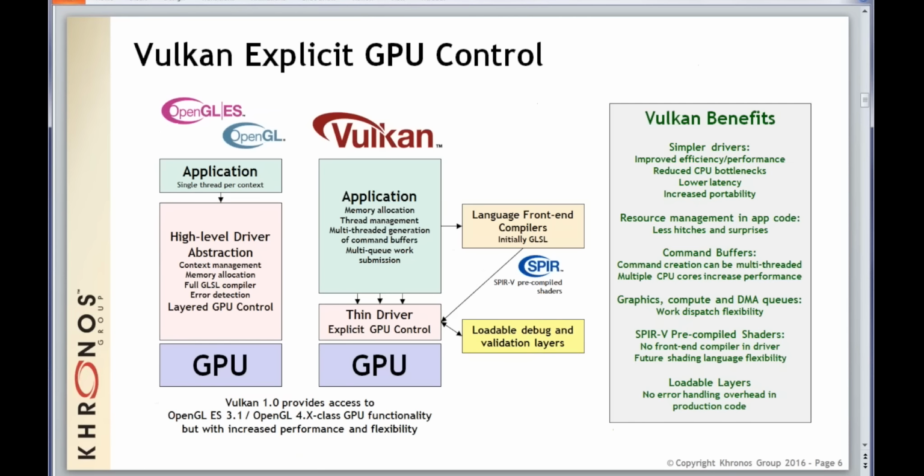So how does Vulkan achieve those goals? Well, if you look on the left, this is the thick driver model for OpenGL and OpenGL ES. If you have an OpenGL driver, there's a lot of functionality in the driver. It can be good. I mean, it's a lot of functionality that a lot of people find a lot of value in. There's a lot of context and resource management. The memory is being managed for you behind the scenes. There's a full GLSL compiler. So a modern GL driver can be actually many millions of lines of code.